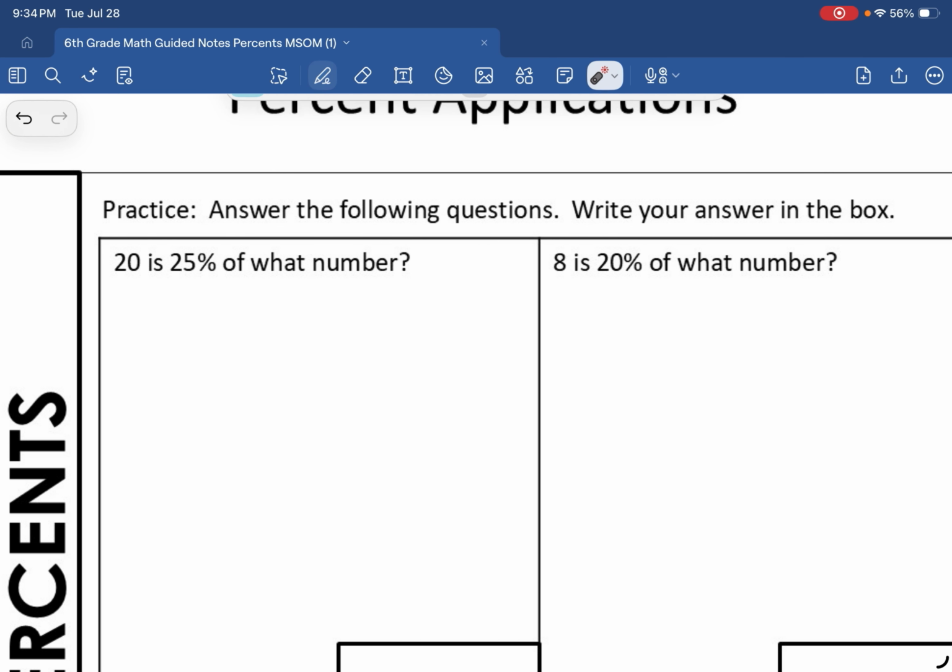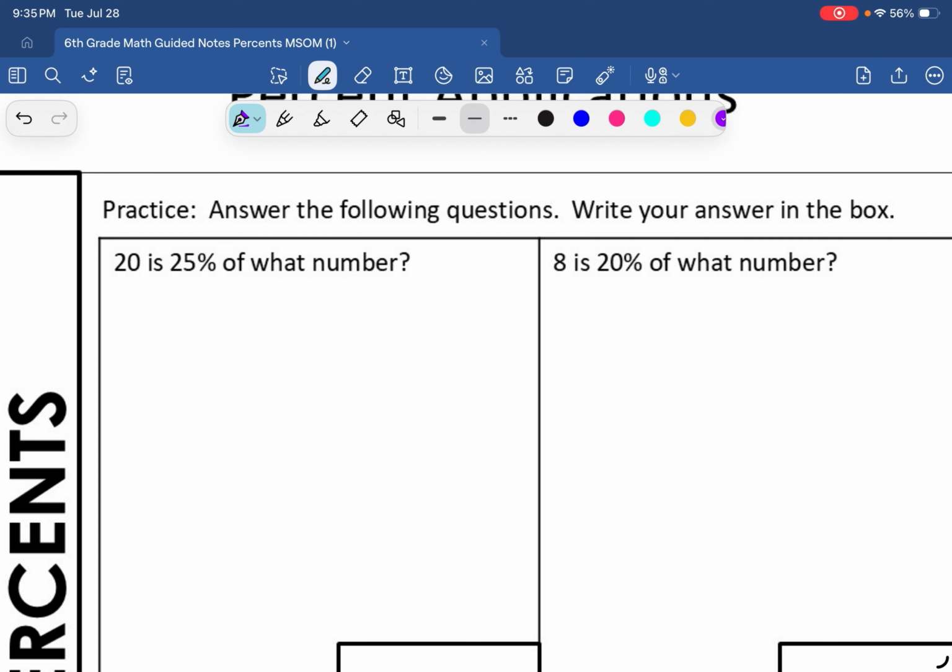Practice. Answer the following questions. Write your answer in the box. Again, I'm going to do these using the bar model and equivalent ratio so you can see 2 methods to solve these problems. It says 20 is 25% of what number?